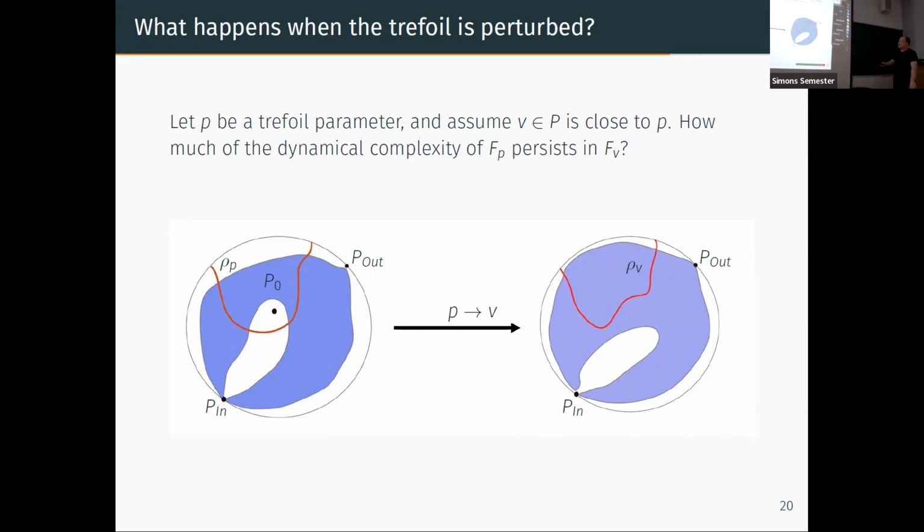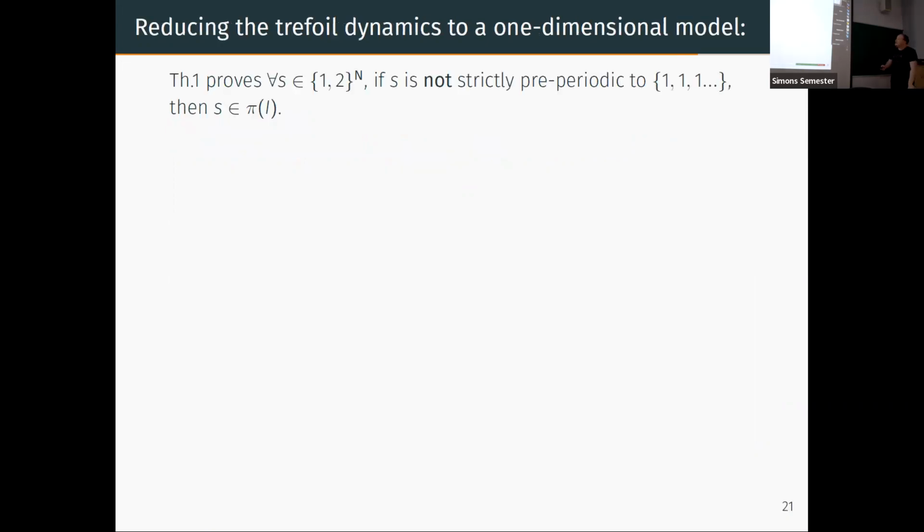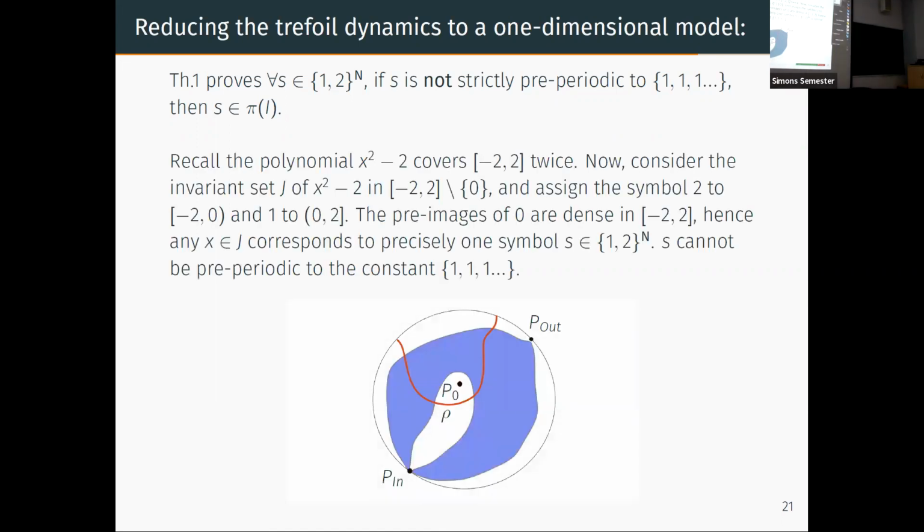However, this partition by this curve rho allows us to essentially define symbolic dynamics for the first return map in some uniform way, again, wherever defined. And in fact, if we recall that in theorem one, we've proven that given any symbol which is not strictly periodic to the constant symbol one, then that symbol is the symbol set for the trefoil parameter, we obtain the following. I'll say it very briefly due to the time.